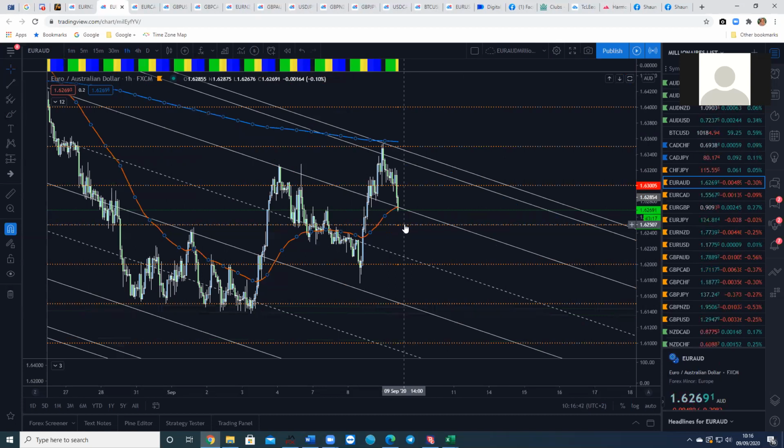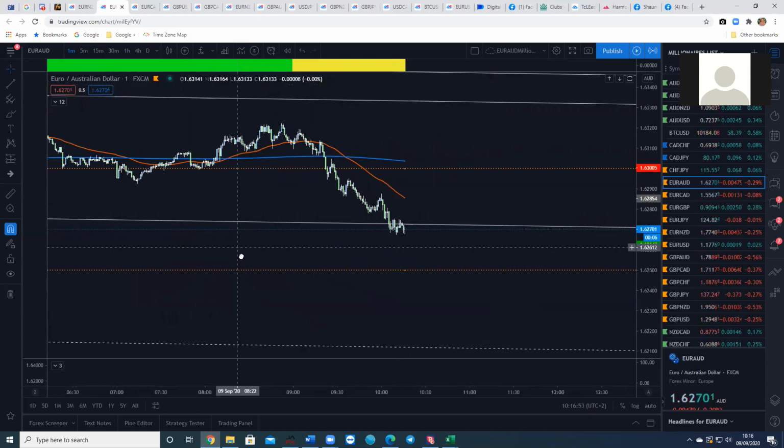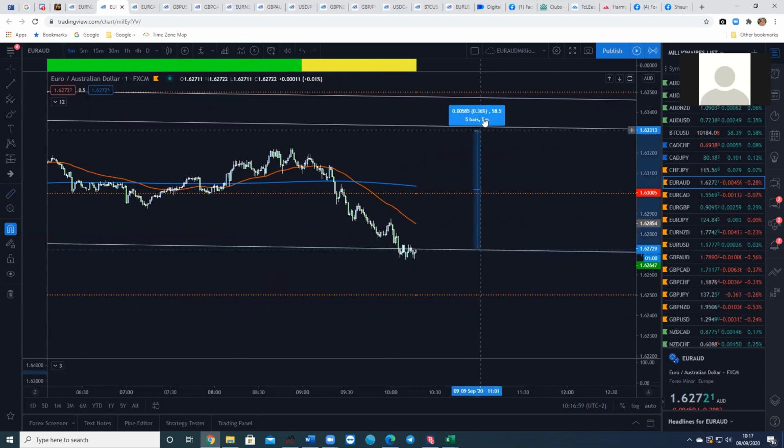I did look at the scanner. I have got a few to put on, but nothing that affects this. So let's have a look. Now, if we are thinking of selling this, then we wouldn't be buying Euro NZD because it's correlating pairs. So let's just have a look here.